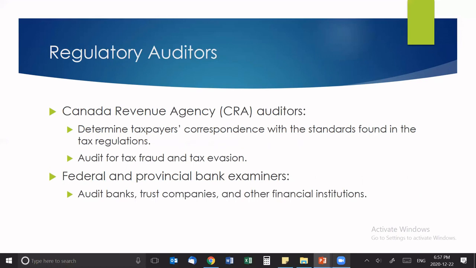And then there's regulatory audits. So CRA auditors, they audit individual and corporations' tax returns or taxes to find out if they're adhering to the Income Tax Act when they're filing their tax returns.